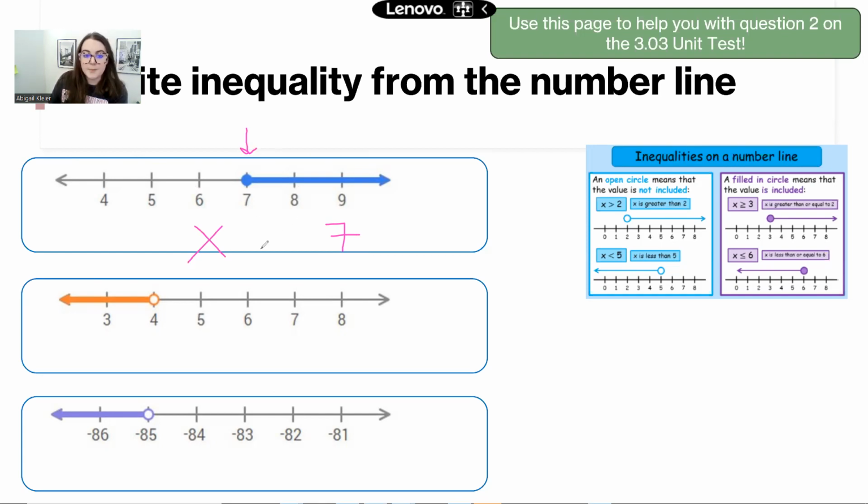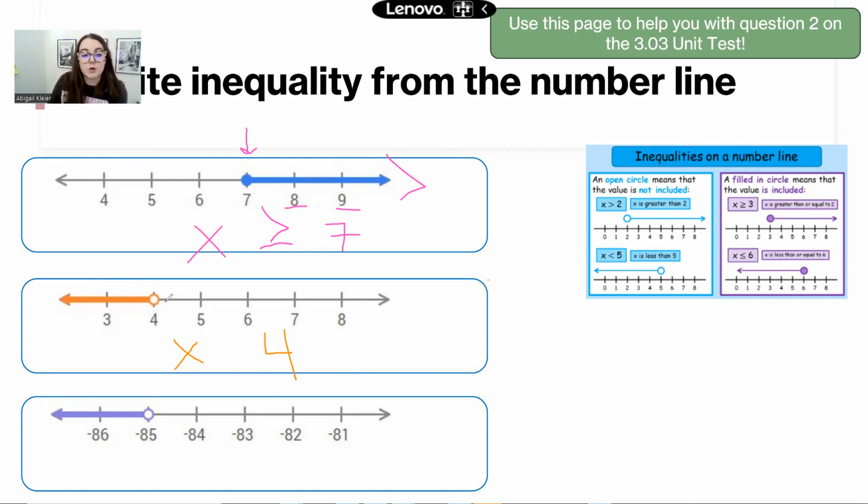Well, closed circle, that means that my symbol is going to have an equal sign under it. And then my numbers are pointing in this direction. So I know that x is going to be a number that is greater than or equal to 7. Next one is in my second box here. Again, I start with my variable of x, and then I put the number of the dot, or where the point is plotted.